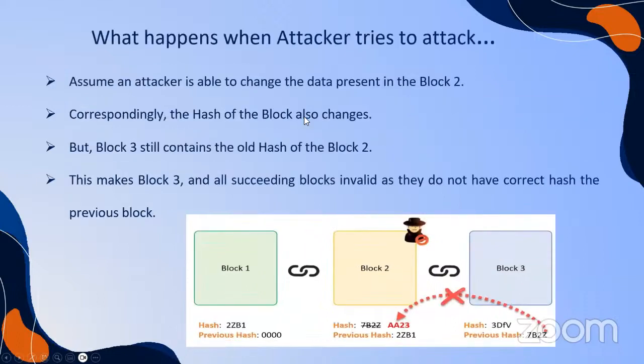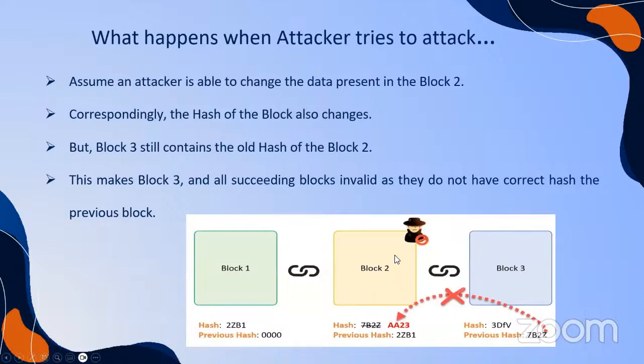Here, what happens when an attacker tries to attack the chain of a particular network? Assume an attacker is able to change the data present in block 2, because block 1 is always a genesis block. Correspondingly, the hash of the block also changes. But block 3 still contains the old hash value of block 2. Here we stored 2ZB1 in block 2, and it executed successfully. Then we generated a new hash, 7B2Z, stored in block 3.